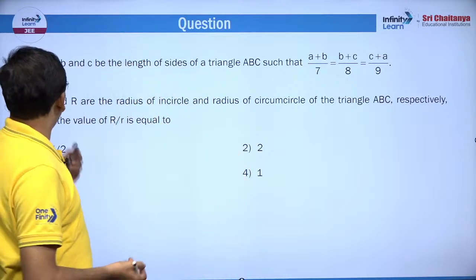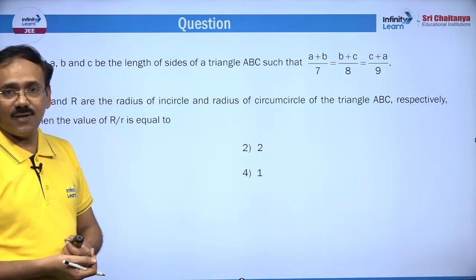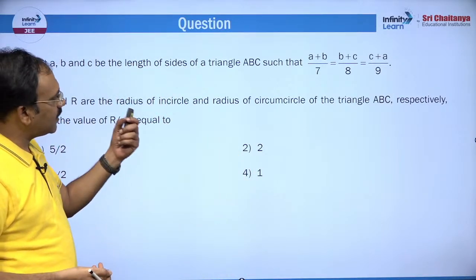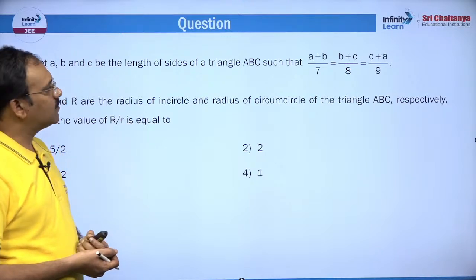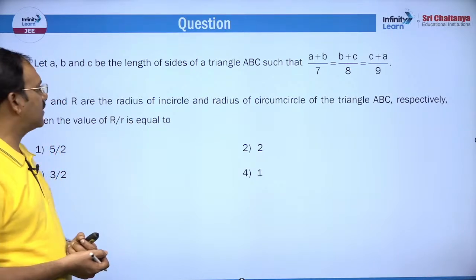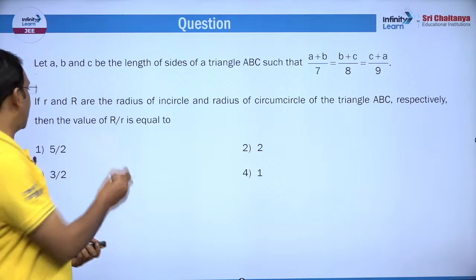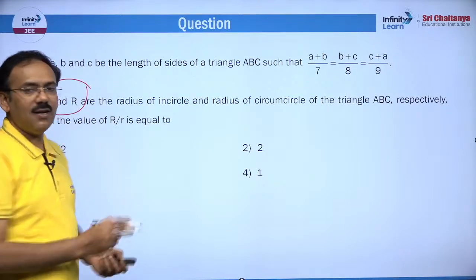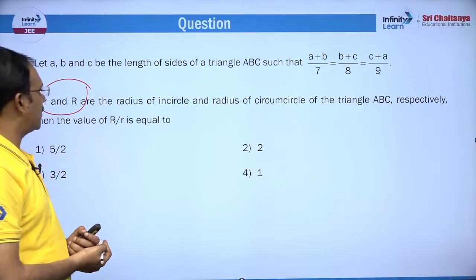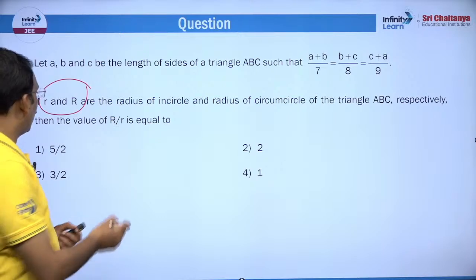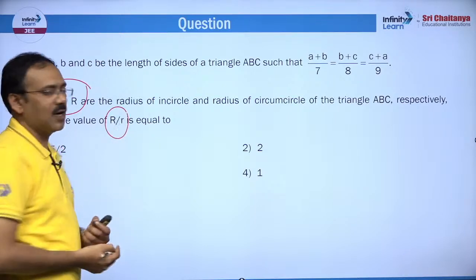A simple one: a, b, c are the lengths of the sides of a triangle, given (a plus b) by 7 is (b plus c) by 8, is (c plus a) by 9. Small r and capital R are the inradius and circumradius of the triangle. Then we want the value of capital R by small r.